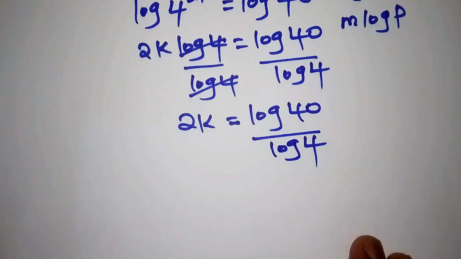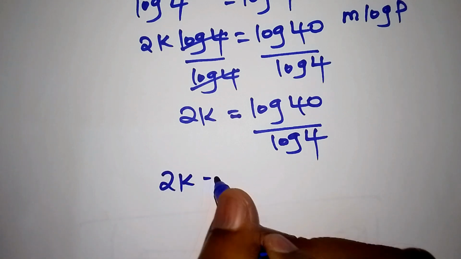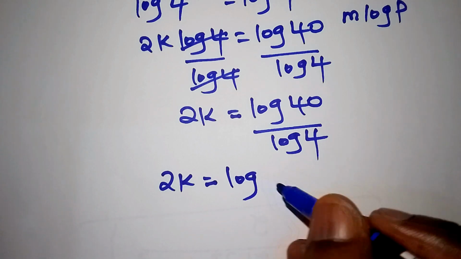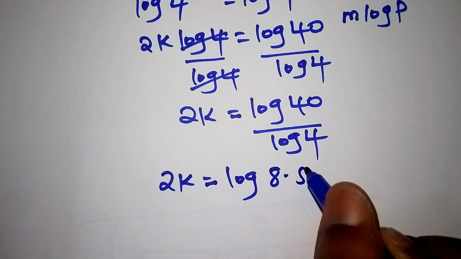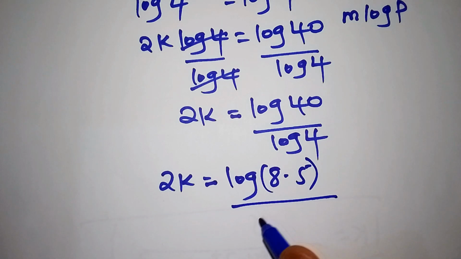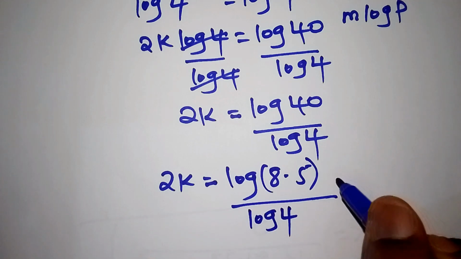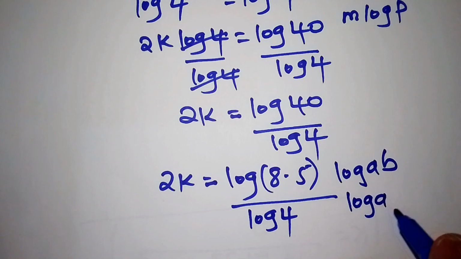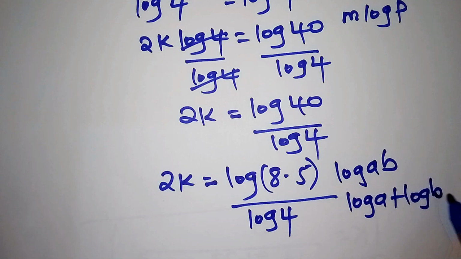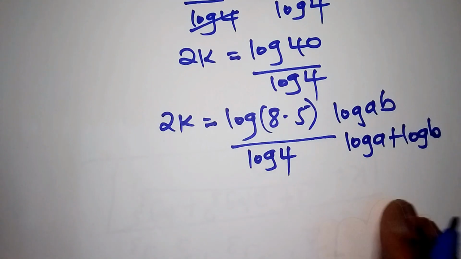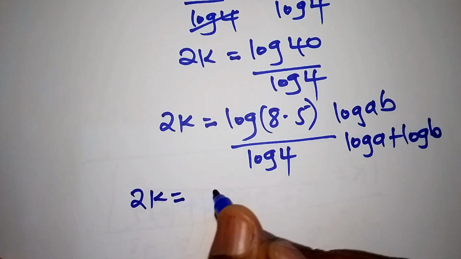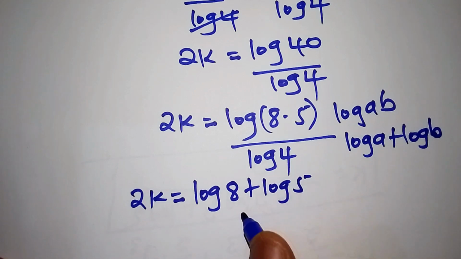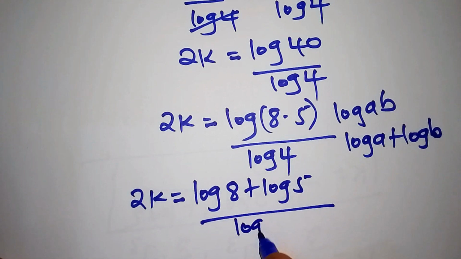The main rule now is to simplify. So 2k is equal to, when we simplify the log of 40, we can write it as the log of 8 multiplied by 5, all over the log of 4. Remember that when you have the log of a multiplied by b, we can write it as the log of a plus the log of b. So 2k is equal to the log of 8 plus the log of 5, all of them divided by the log of 4.